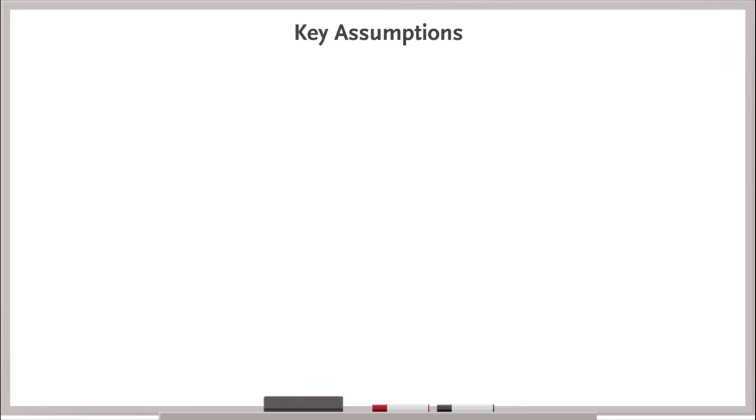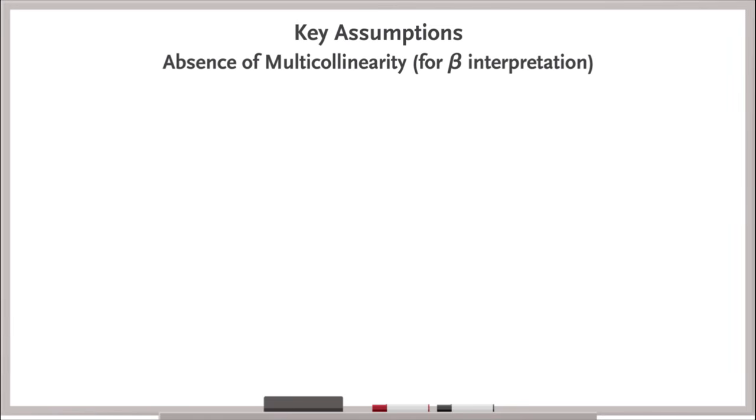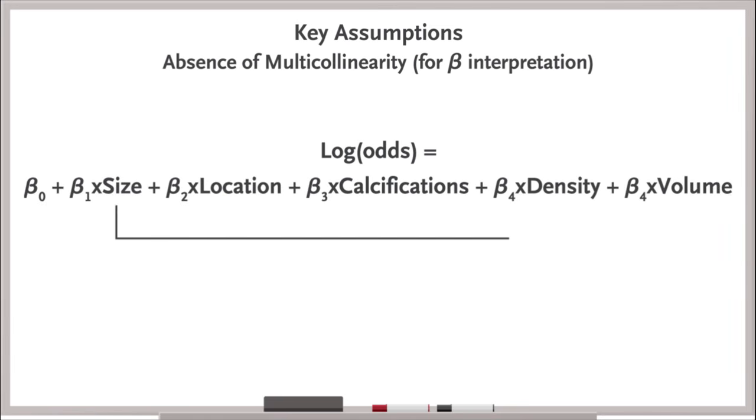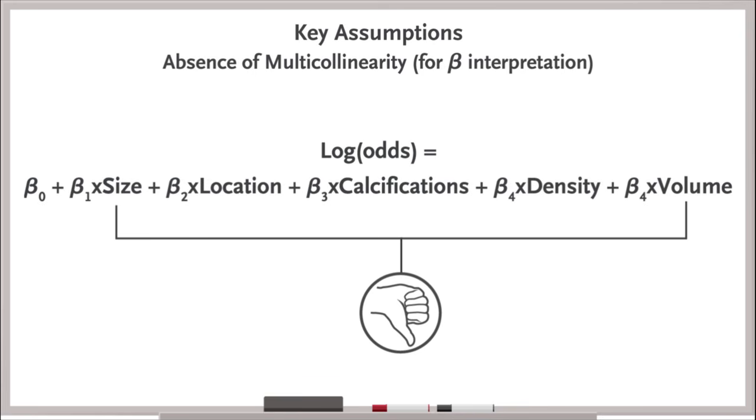Third, you assume the absence of multicollinearity, meaning the independent variables in the model should not be highly correlated with each other. For example, it may not be a good idea to have separate variables for both the size of the nodule, measured as length in the largest dimension, and the estimated volume of the nodule. While not the same, it's quite likely that those two measures are tightly linked.